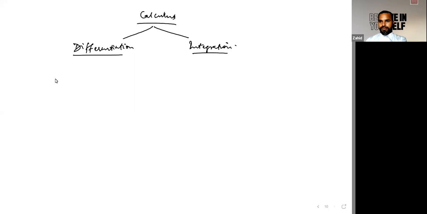Today I'll define some problems and how to solve them. First, if y equals x raised to n, y is called a function of x and n is the exponent. So dy/dx, which is the differentiation of y with respect to x, equals n x raised to n minus 1. This is your first formula of differentiation.